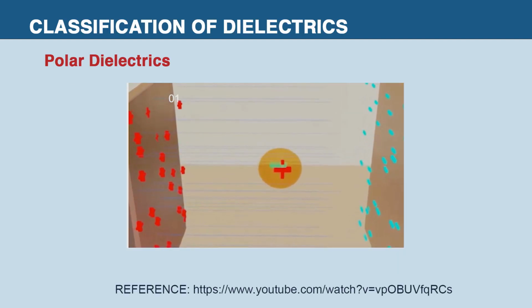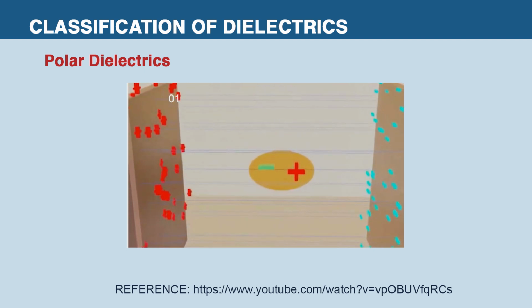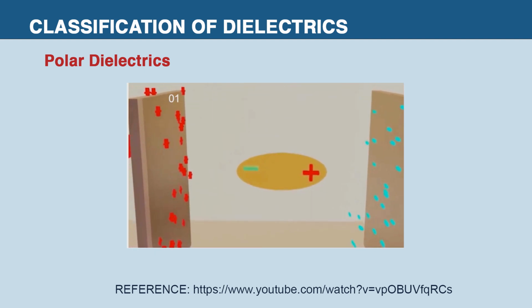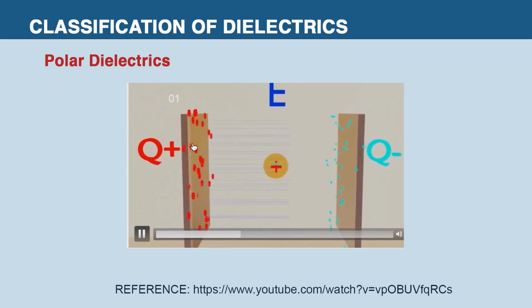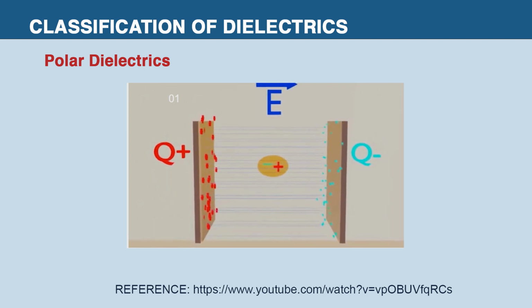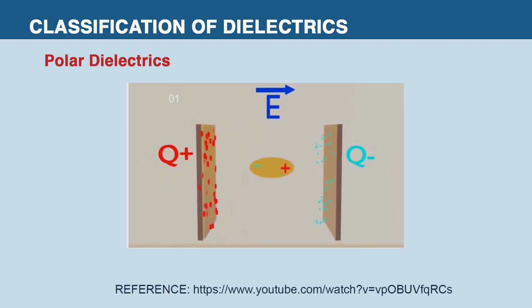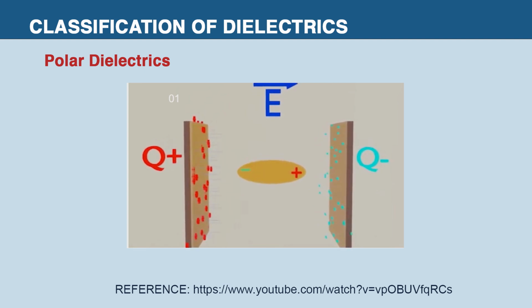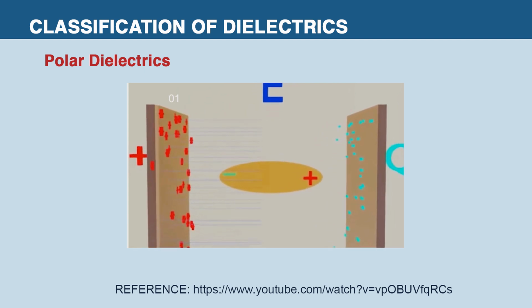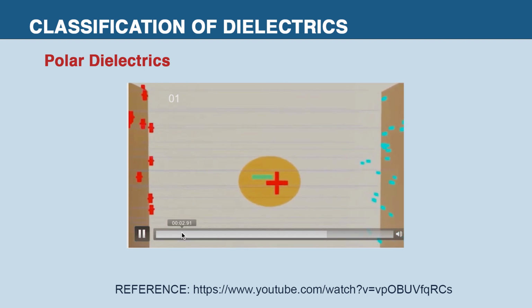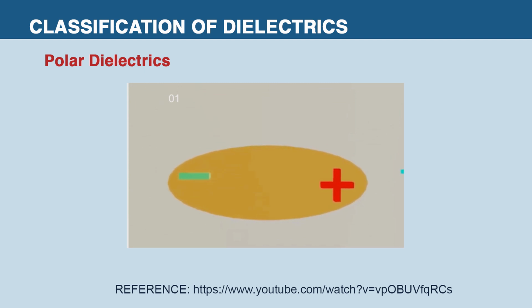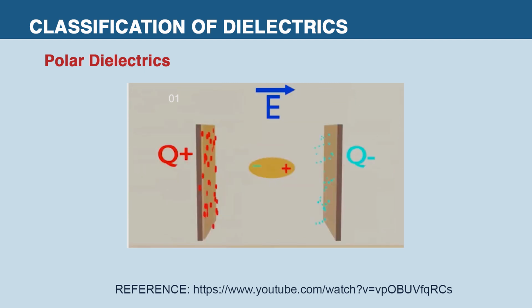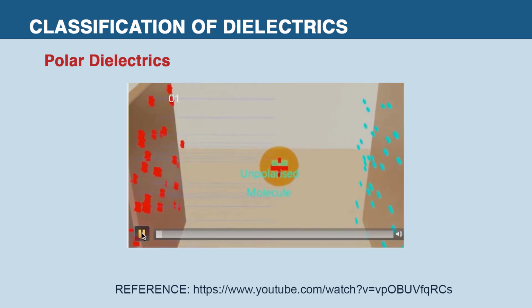In polar dielectrics, the diagram shows the behavior of non-polar and polar dielectric material in the presence and absence of an external electric field. Molecules have a permanent electric dipole. This is the example of water. This means that there is an inherent separation of positive and negative charges within each molecule, even in the absence of an external electric field.